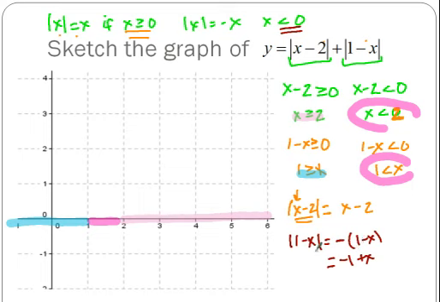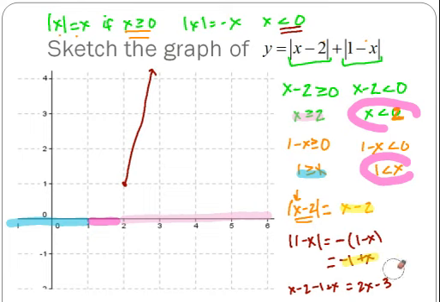Since this is the sum, I'm now going to sum x minus 2 with negative 1 plus x. When I do that, I get x minus 2 minus 1 plus x. I end up with 2x minus 3, and I'm going to graph that with the domain x greater than or equal to 2. If I plug 2 in, I get 1. And then this is just going to go up rapidly, because when I plug 3 in, I would get 3. So there's that part of the graph.